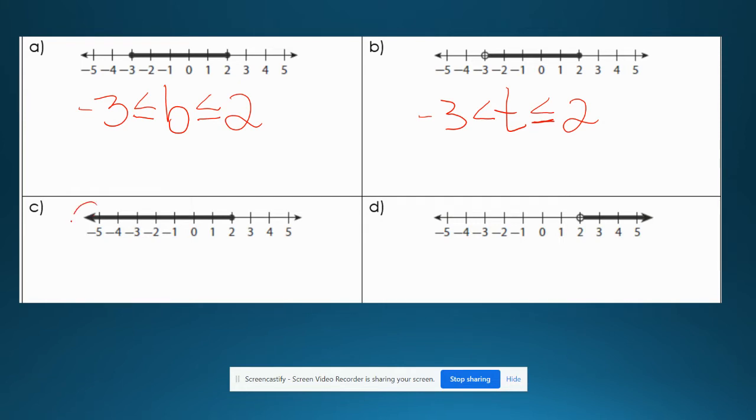For letter C, we have an arrow. That's -infinity. -infinity is less than 2. Let's pick a variable, anything we want. I'll pick an S. We know that we're going less than. The 2 is a solid, filled circle, that's equal to, and 2. S is less than or equal to 2.